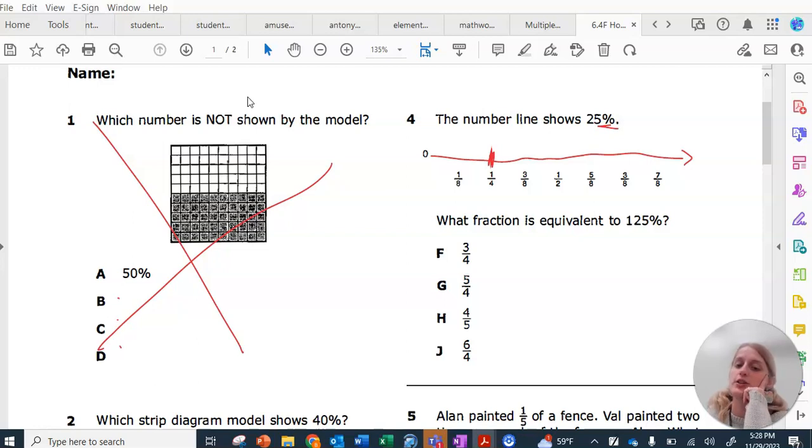Number 4 says what fraction is equivalent to 125%. We know that any percent can be written out of 100. So you just need to simplify this fraction until it is equivalent to one of the answer choices.